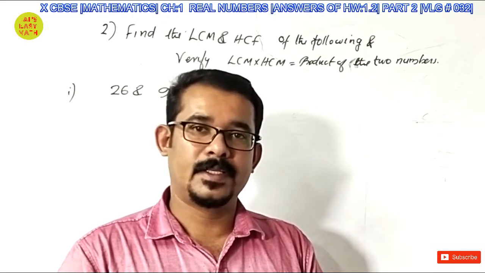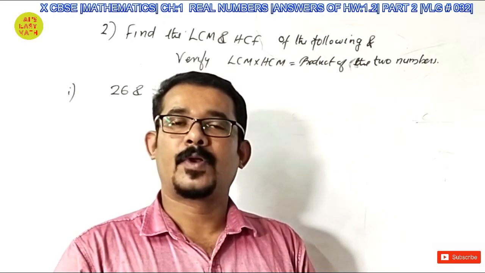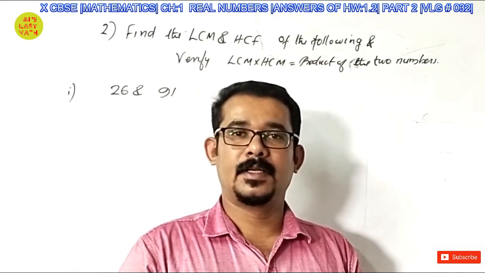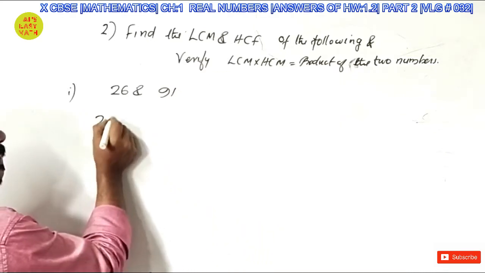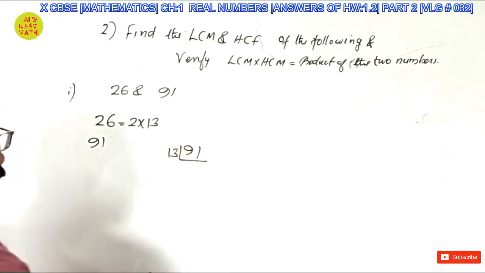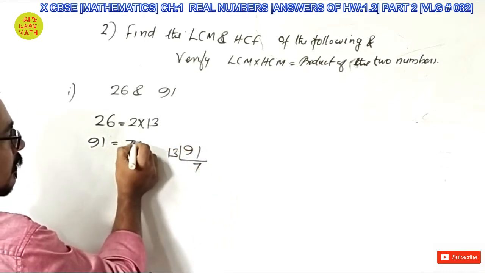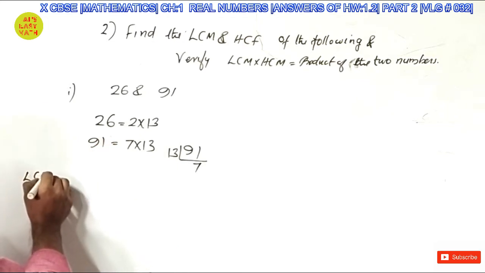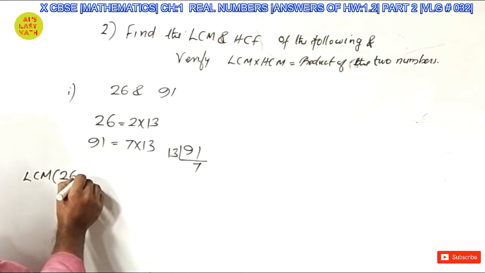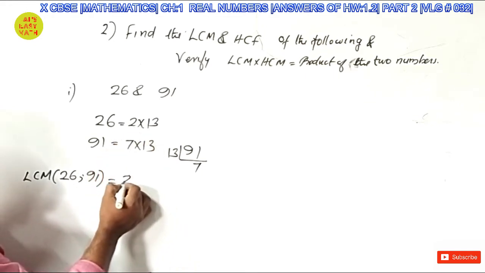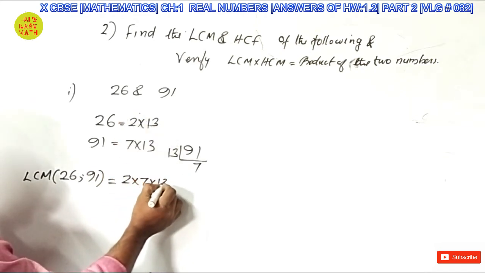Second question: find the LCM and HCF of the following and verify that the product of LCM and HCF is equal to the product of the two numbers. First, 26 and 91. So we have 26 equal to 2 into 13, and 91 we can divide by 7, so 91 equal to 7 into 13. Okay, so LCM of 26 and 91. LCM is the product of the highest powers of factors. So we have 2 here, 7 here, and 13.